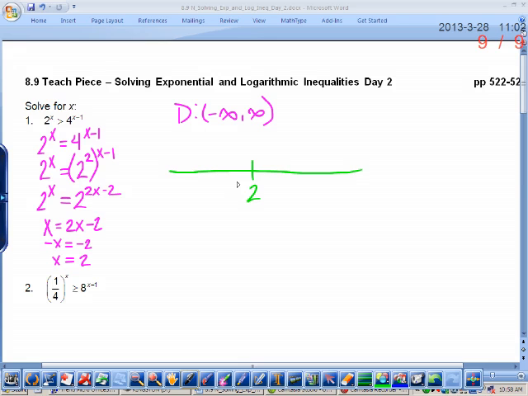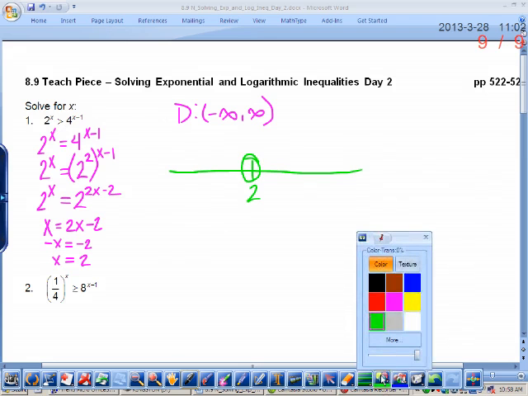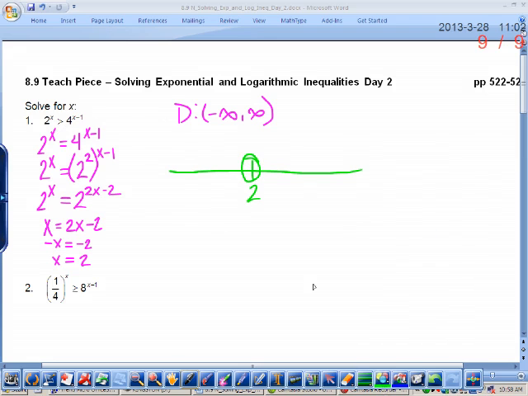Is x equals 2 going to be included in my solution? No. Why not? Good. It just says greater than, not greater than or equal to. Okay. Pick a good value to test. What do you want to try? 0. Okay. So let's test x equals 0. 2 to the 0 is 1. Is that greater than 4 to the negative 1? What's 4 to the negative 1? 1/4. Is 1 greater than 1/4? Yes.